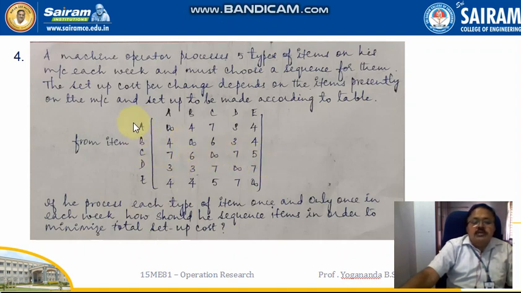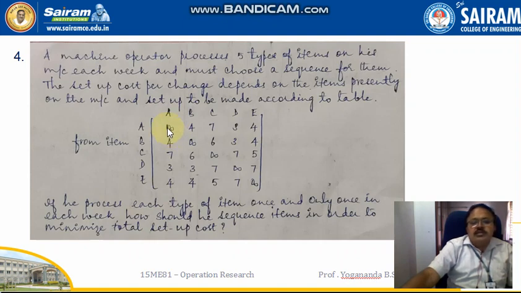That means he has set up his machine for a particular product, say item number A. So if he wants to change his setup to some other item number B, it incurs a cost of 4 units of currency. Maybe it is in thousands or hundreds or tens, whatever it is. So you take accordingly. So for setup cost from changing item A to item A, there will not be any cost.